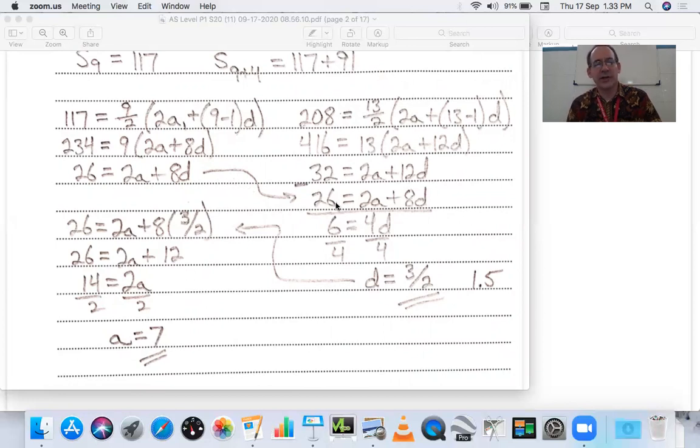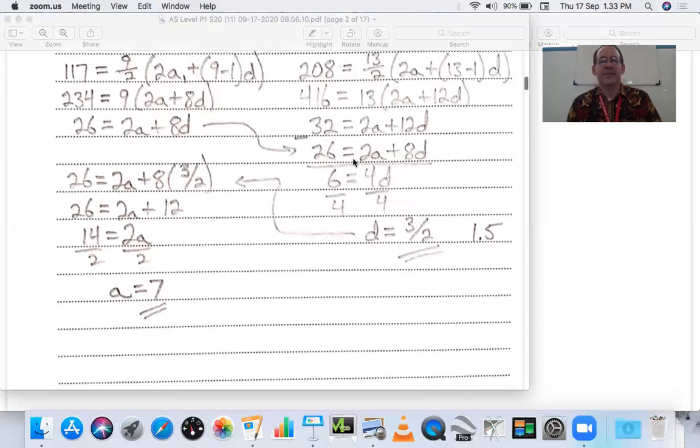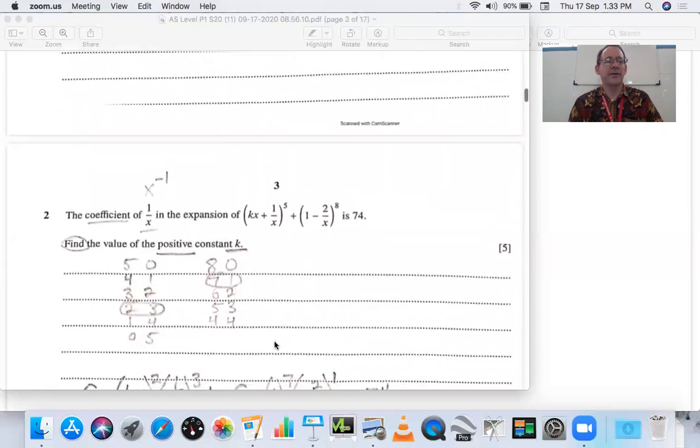Bring over our equation from the other side and subtract to eliminate the a's, and you solve through and you end up with a difference of 3/2 or 1.5. Plug that into either one of your previous equations, work that out for a, you get a equals 7. So that was pretty straightforward there.